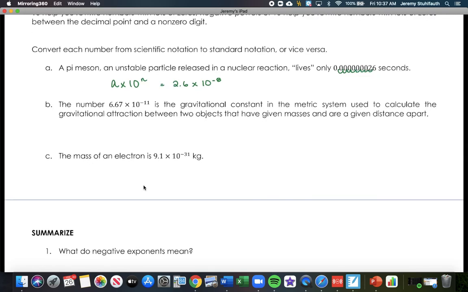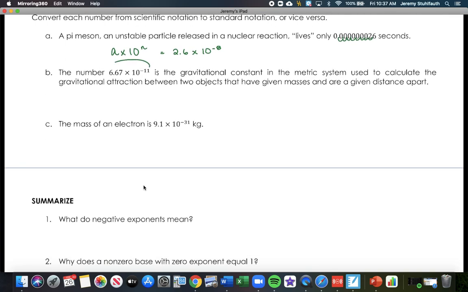If we look at example B, it says the number 6.67 times 10 to the negative 11th is the gravitational constant in the metric system used to calculate the gravitational attraction between two objects that have given masses and are a given distance apart. What we want to do is write this in standard notation. So we have 6.67 times 10 to the negative 11th. That means we need to move the decimal place 11 spaces to the left. So 1, 2, 3, 4, 5, 6, 7, 8, 9, 10, 11. So our answer would be 0.0000000000667.